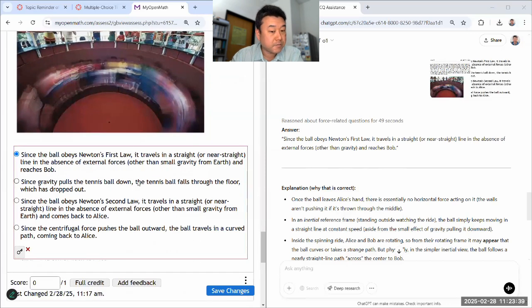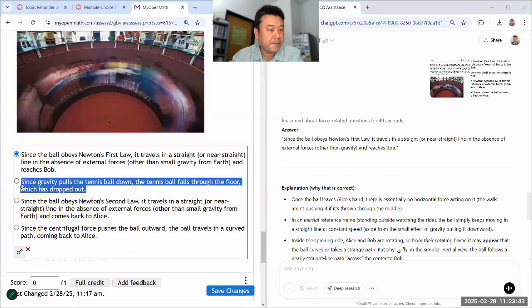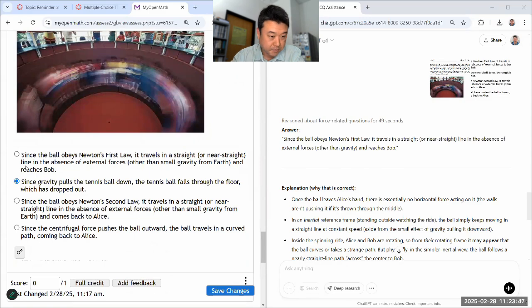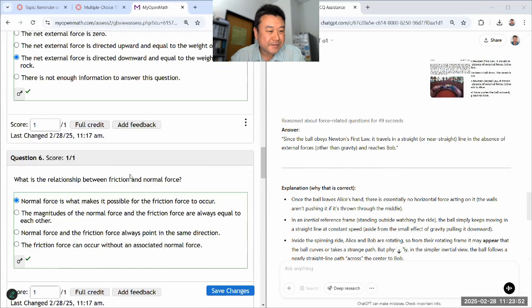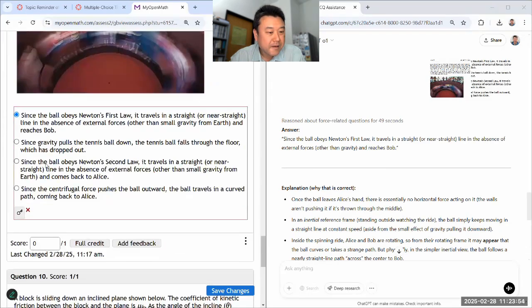Since gravity pulls the tennis ball down, it falls through the floor. Not quite. As long as you throw fast enough, it's projectile motion. Oops, let me just refresh. I shouldn't have selected anything. Since the ball obeys Newton's second law, it travels in a straight or near straight line in the absence of external forces other than, oh wait, it comes back to Alice. No, that's wrong.